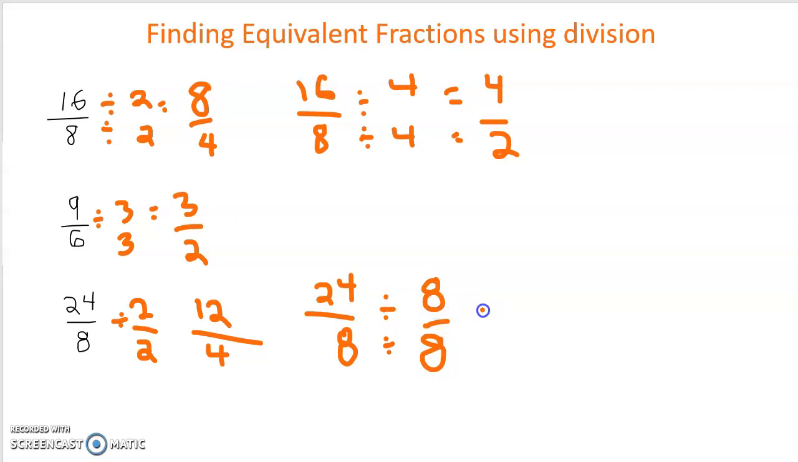So 24 divided by 8 is equal to what? Well, 8 times what equals 24? I know 8 times 3 equals 24, so 3 is going to go up there. And then 8 divided by 8, meaning 8 times what is going to give me 8, equals 1. So 3 over 1 and 12 over 4 are equivalent to 24 eighths. Just like 3 halves is equivalent to 9 sixths, and so forth and so on.